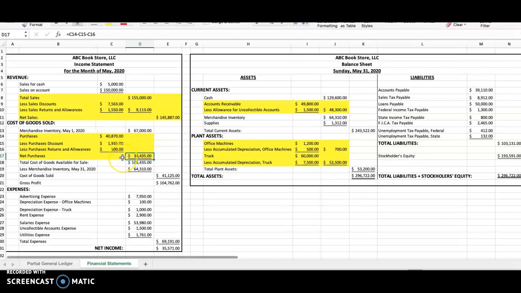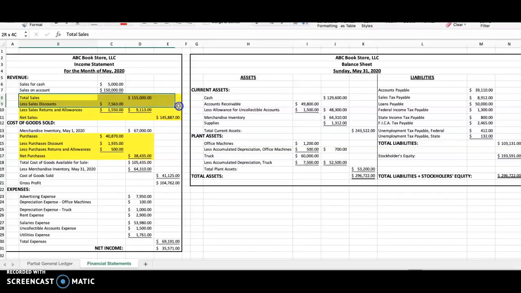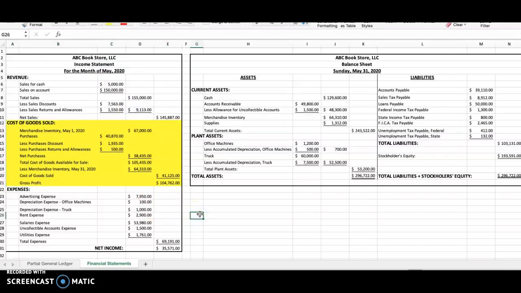Now, let's take a look at a little bit more on the income statement. First of all, let me get rid of our highlights here that we don't need at this point. We're not going to be looking at the balance sheet, and we're not going to be looking at the revenue section of the income statement, but we will be looking at this entire section, cost of goods sold. So we want to look at the section highlighted in yellow.